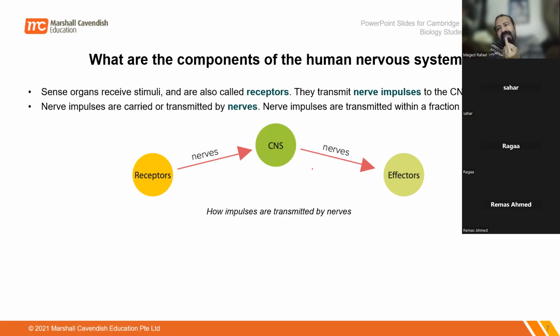Imagine with me, or at least guess: do we need to send the message back to my receptors again, or to the muscle of my hand to pull my hand away? Definitely to the muscle of my hand, which is called the effector.